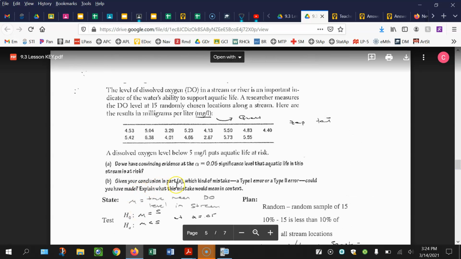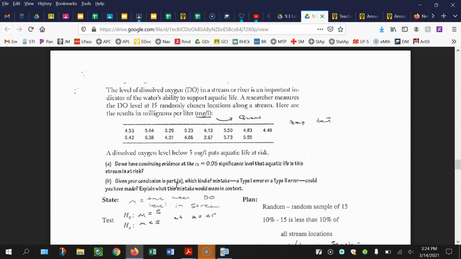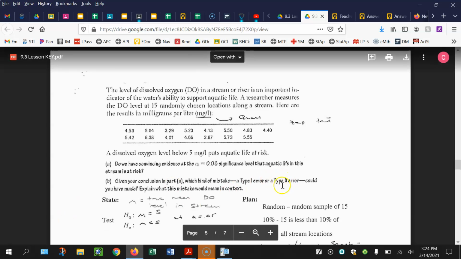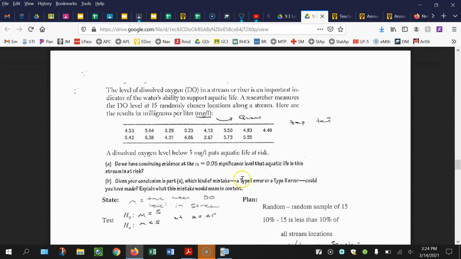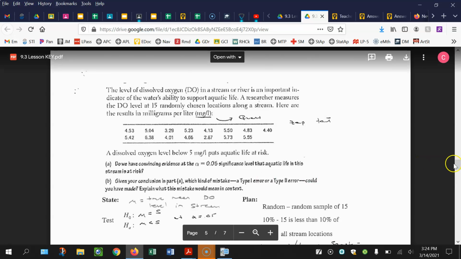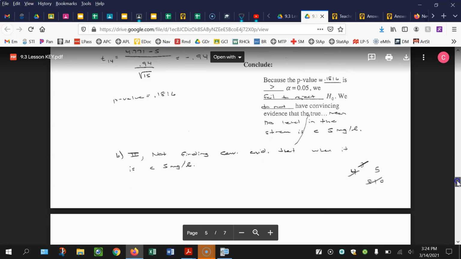Given your conclusion from part A, we failed to reject the null. Failing to reject is a type 2 error, so that's the only type of error we could have made. Type 1 error, we reject the null when the null is true. Type 2, we fail to reject the null when the alternative is true. So this is a type 2 error.